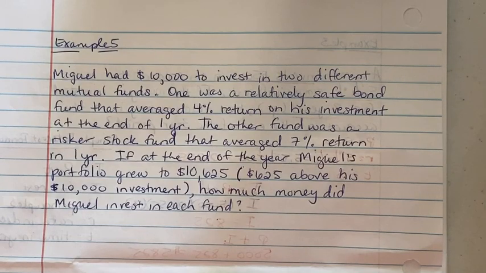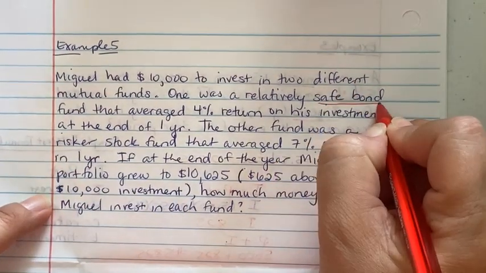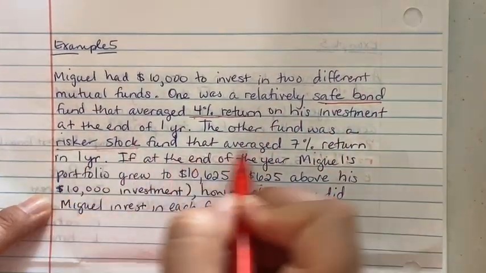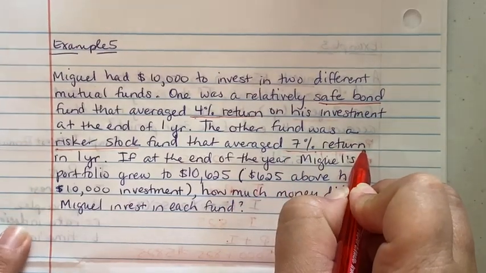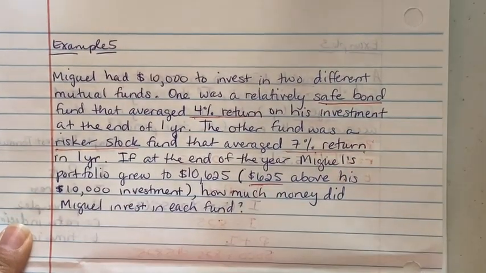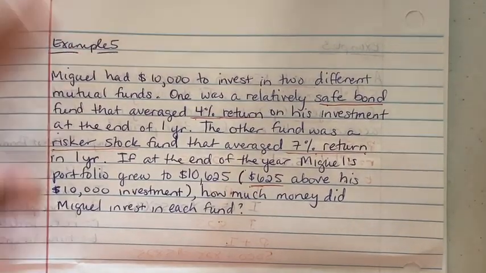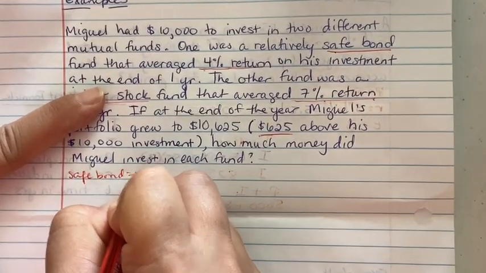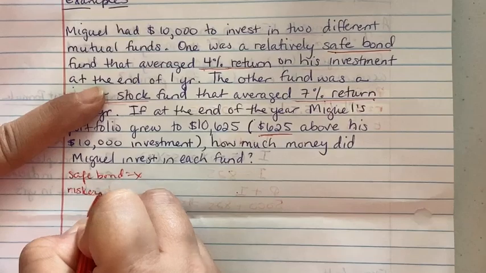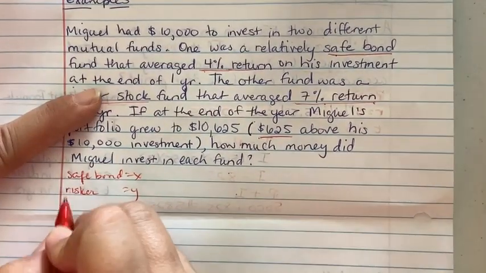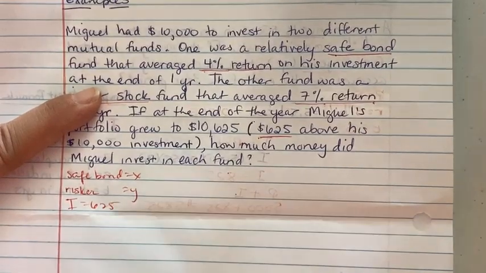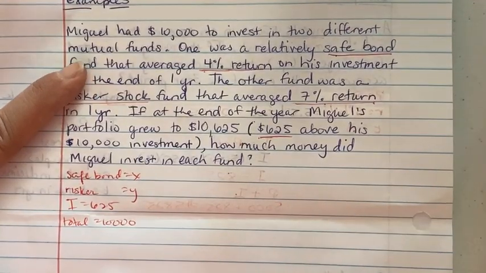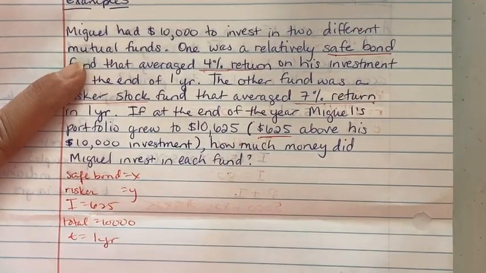So first thing we need to understand is he said he had a safe bond at a 4% return and then a riskier stock at a 7% return. That his interest was $625 earned. So I'm going to come up with some scenarios. The safe bond is going to represent X. The riskier one is going to be the Y. Interest earned was $625. Total investment was $10,000. And the time frame was 1 year.